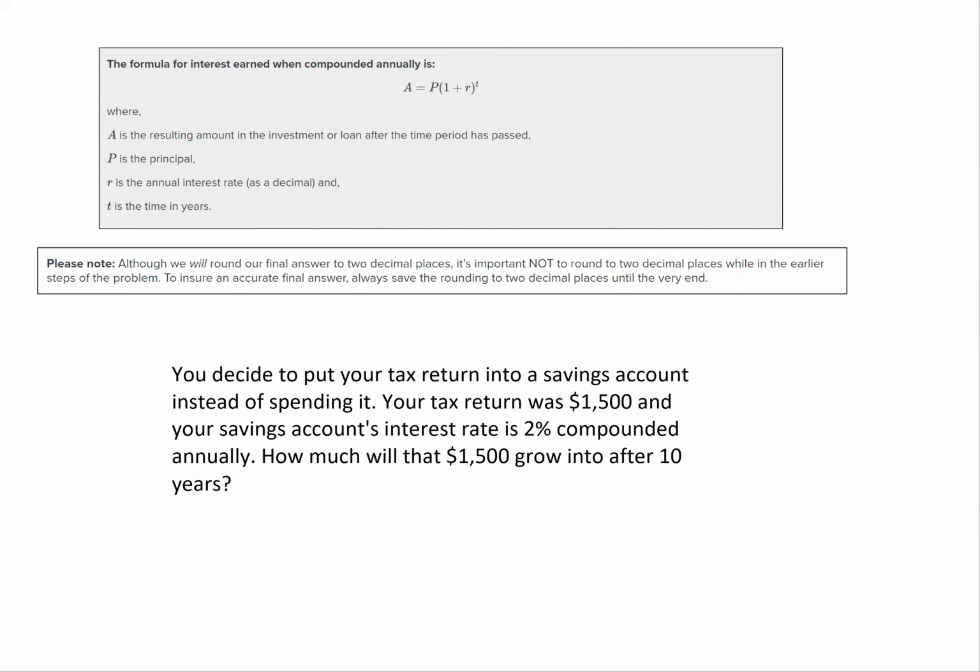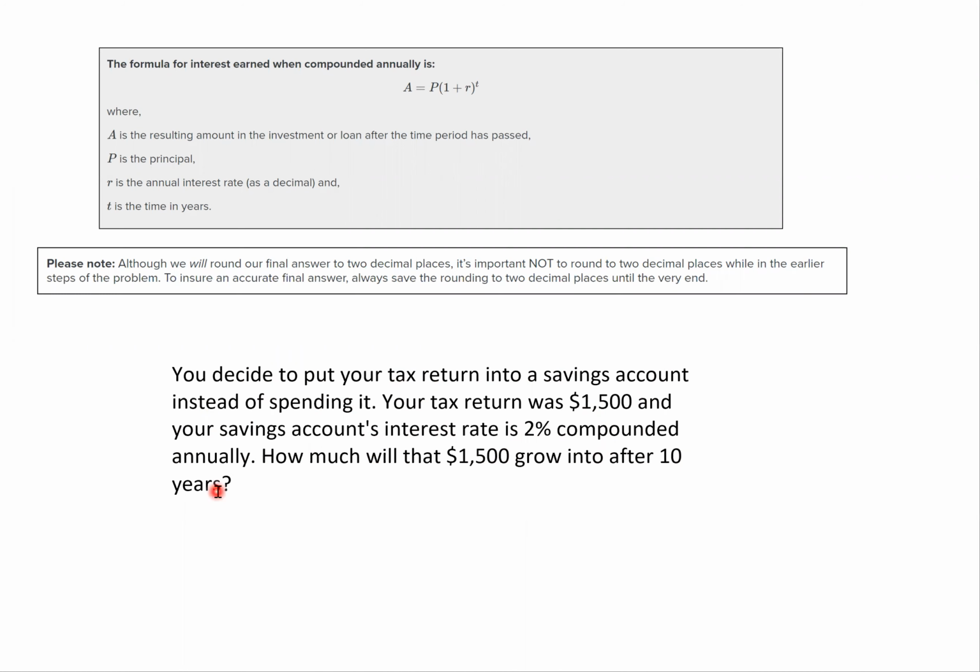In this problem, it's asking us to solve. You decide to put your tax return into a savings account instead of spending it. Your tax return was $1,500 and your savings account's interest rate is 2% compounded annually. How much will that $1,500 grow into after 10 years?